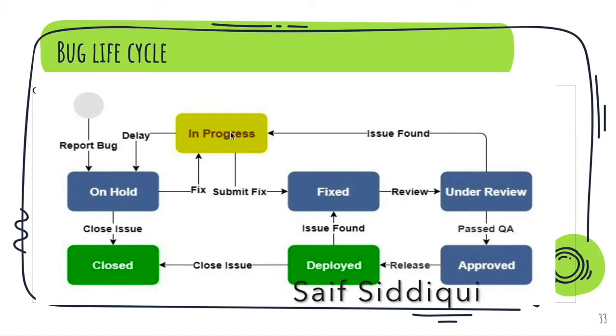Once the bug is in progress, the developers resolve the issue, create a PR, and fix the bug. Once it is reviewed by the tester, it passes QA and is then approved. Once the bug is approved after testing and retesting, it is deployed and the issue is closed.